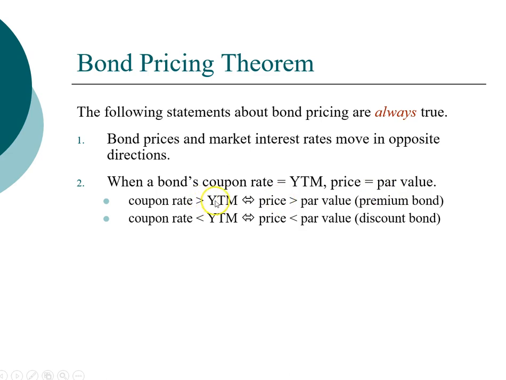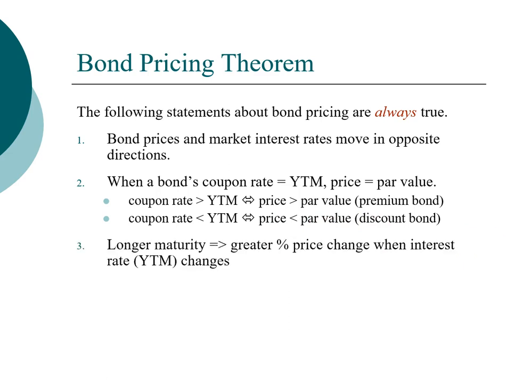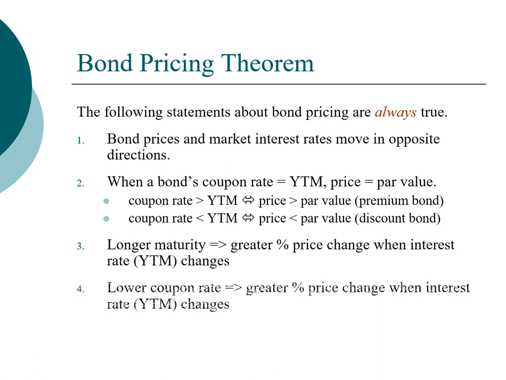When the coupon rate is greater than the yield to maturity, so you're paying higher than the market, your bond can sell at a higher price. It'll be a premium bond. If the coupon rate is lower than the yield to maturity, you're giving a lower coupon than the market, your bond will have to sell at a discount. So the price will be less than the face value. We also showed that a longer maturity bond will have a greater price risk when interest rate changes. And a lower coupon bond will also have a greater price risk when interest rate changes. So this is all the bond pricing theory we have discussed.